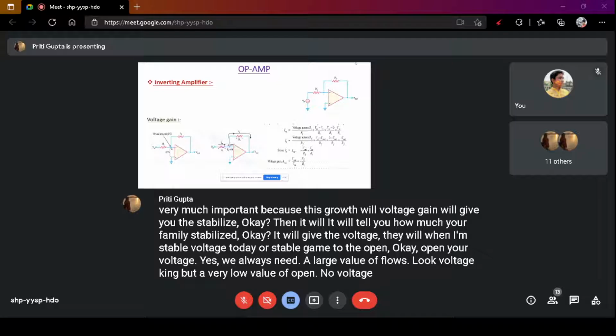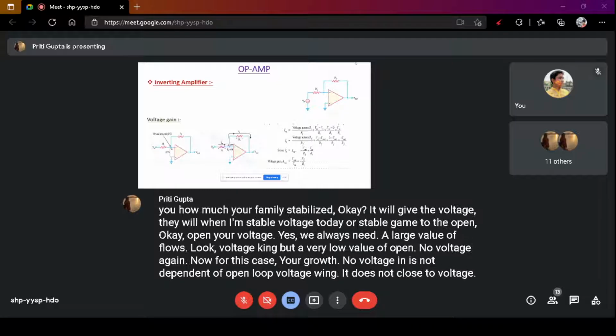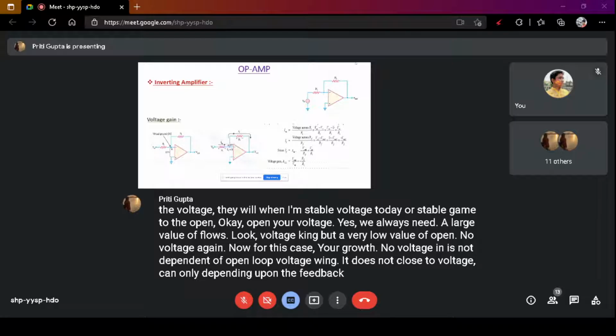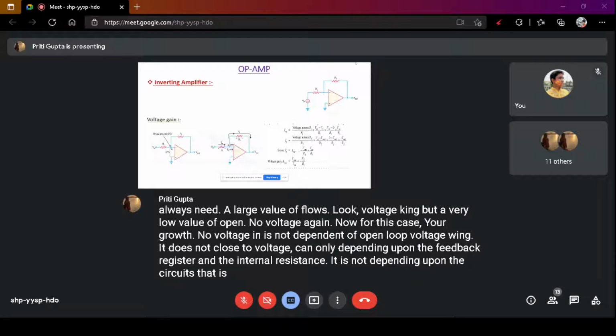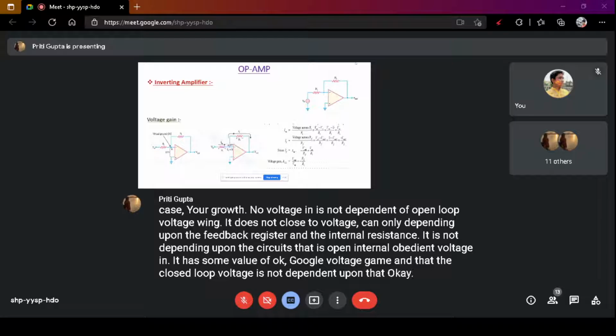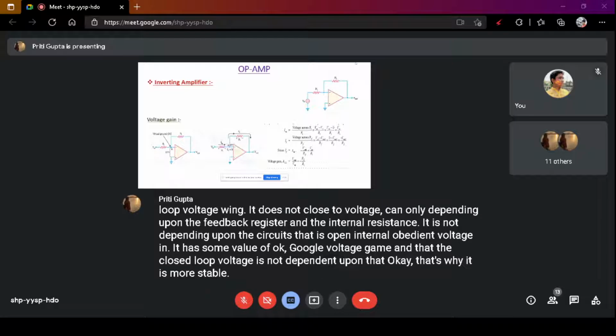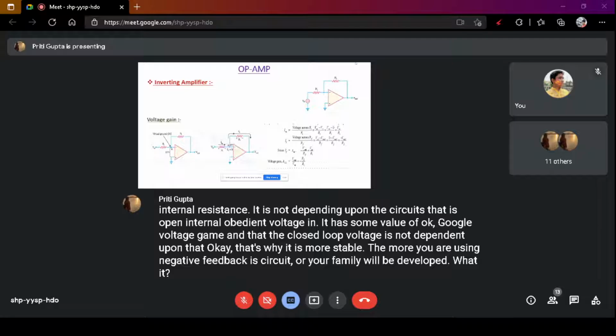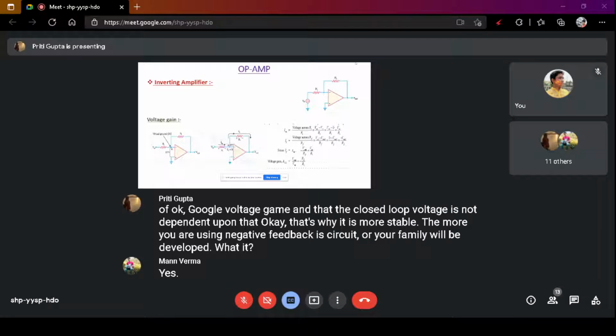Closed loop voltage gain is not dependent on open loop voltage gain, because our closed loop voltage gain depends only on the feedback resistor and not on the op-amp's internal open loop voltage gain. That's why it is more stable. The more you use negative feedback, the more stable your op-amp will be. Got it? Yes, ma'am.